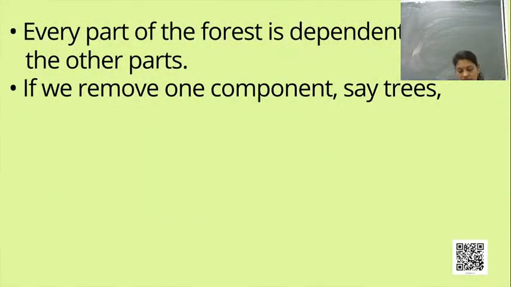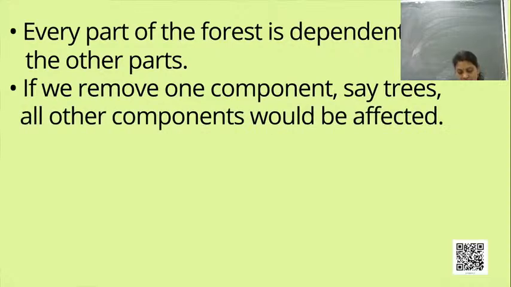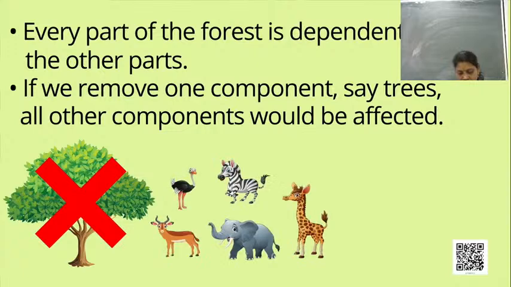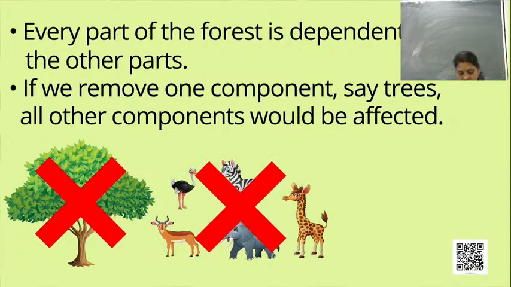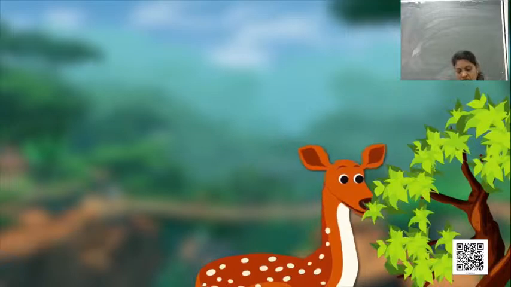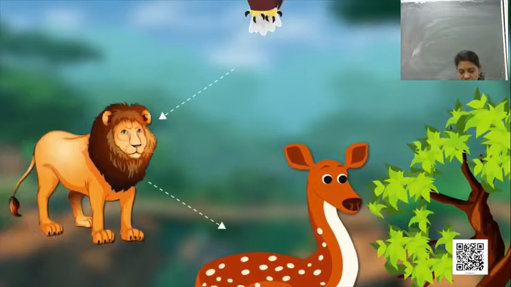If we remove one component, say trees, all other components would be affected. Suppose there were no trees, shrubs, or greenery in the forest. Then the plant-eating animals wouldn't have survived. And in turn, carnivores wouldn't have survived. In this way, many food chains thrive in the forest and all animals depend on the forest.